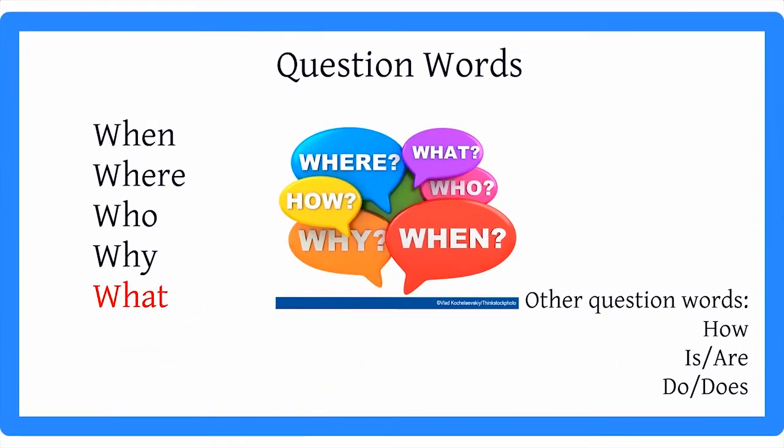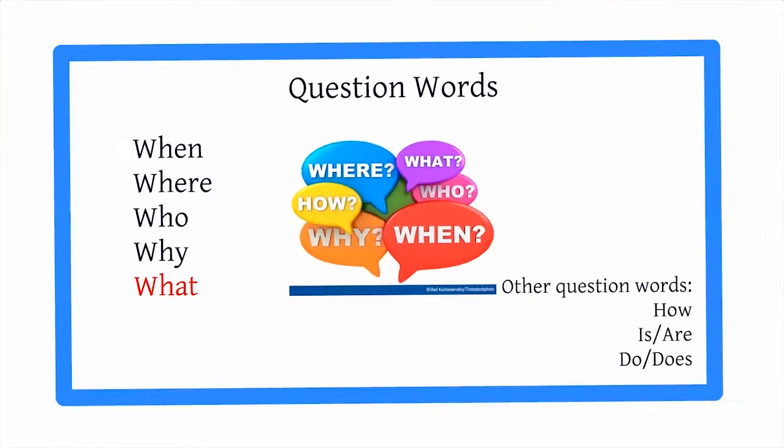Question words. There are many words we use to make a question, but the 5 most important are who, what, where, when, and why. Others include how, is, are, do, and does. This seems elementary, but many people mess up on finding the right answer because they don't pay close enough attention to the question being asked. They answer who instead of when, or how instead of why.